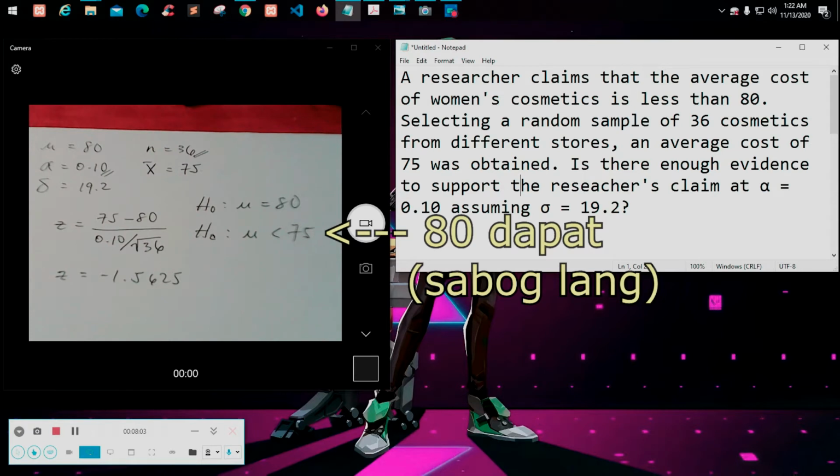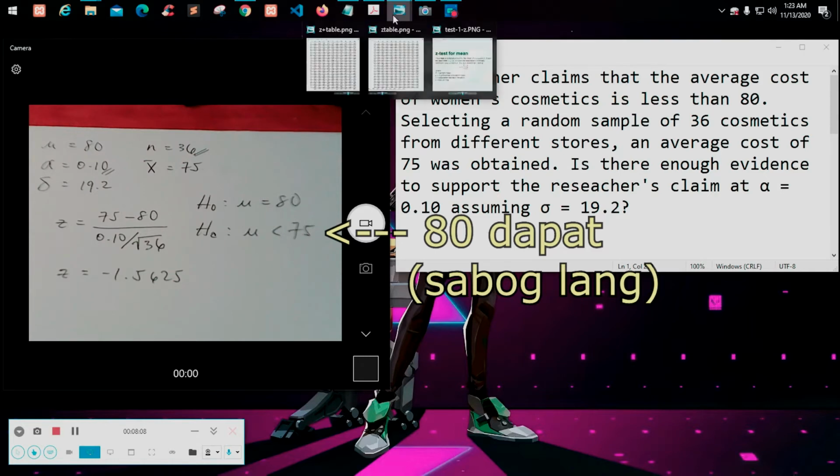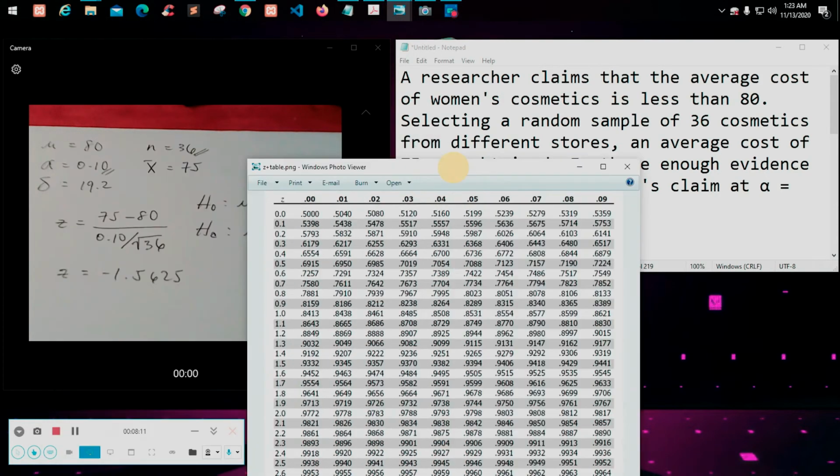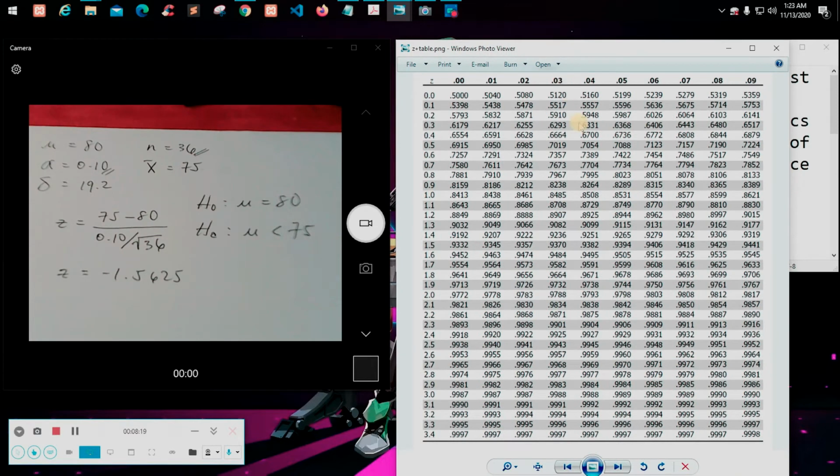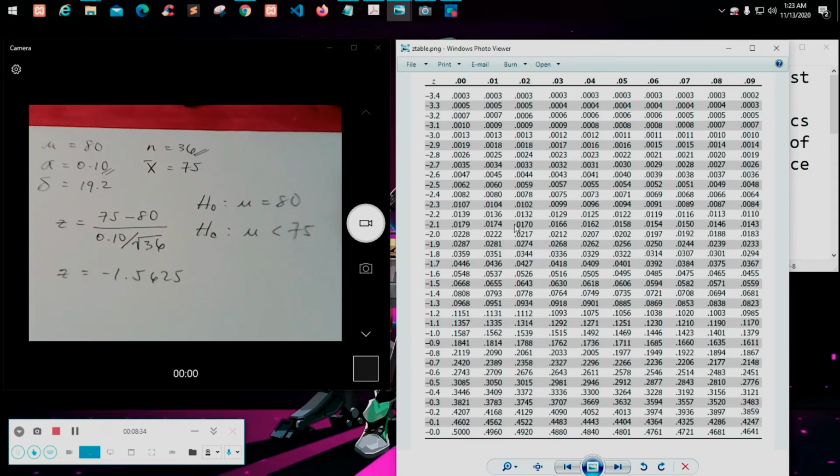So let's see. Since we are using z-test, tingin tayo sa table ng z-test. So this is our z-table. So medyo maliit lang. I hope you see the values here. So you can refer naman sa internet for the z-table. So given the alpha, which is 0.10, we look for the 0.10 here sa ating z-table. Since wala siya dun sa positive, we look for the negative. So hanapin natin siya dito, yung 0.10.